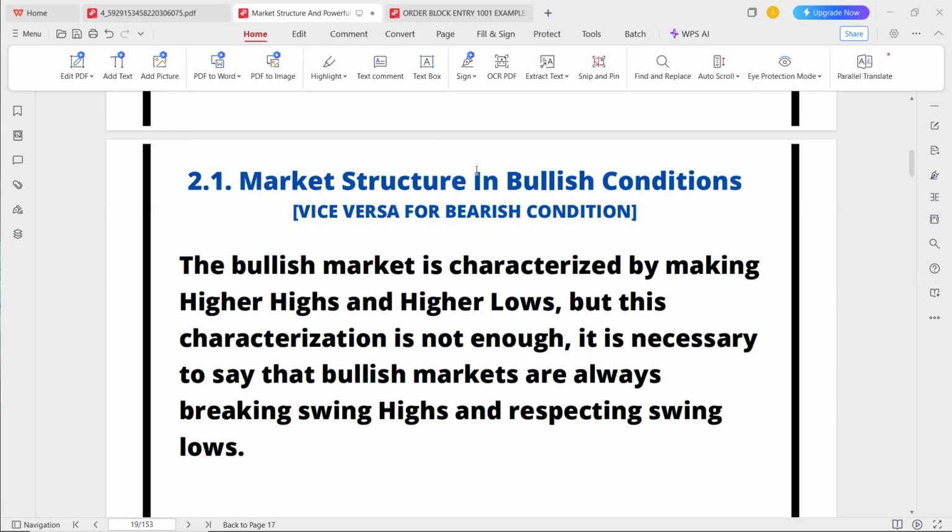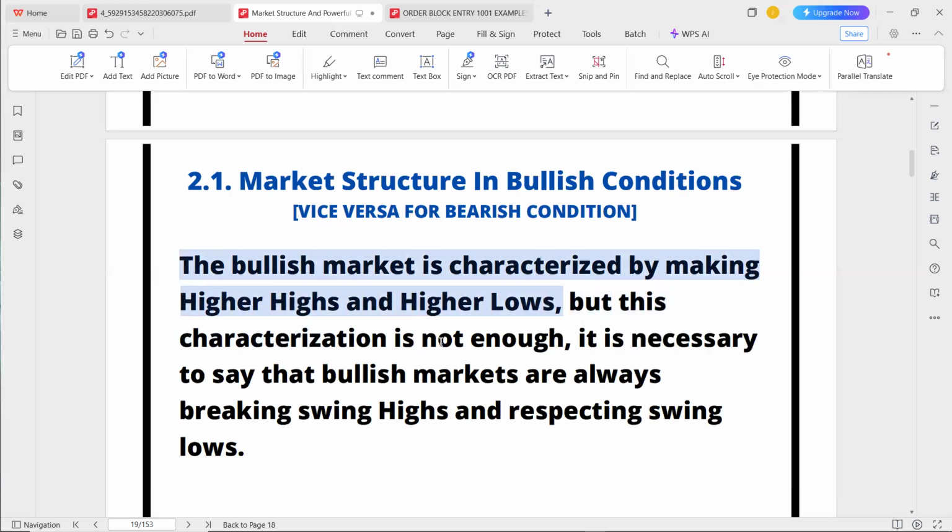Market structure in bullish conditions is vice versa for bearish conditions. Whatever we're explaining in this chapter, if you are looking for a bearish move, you just use the opposite of this. I'll see if we've got time to show you an example, because I don't believe the author showed an example of a bearish condition. All right, so a bullish market is characterized by making higher highs and higher lows.